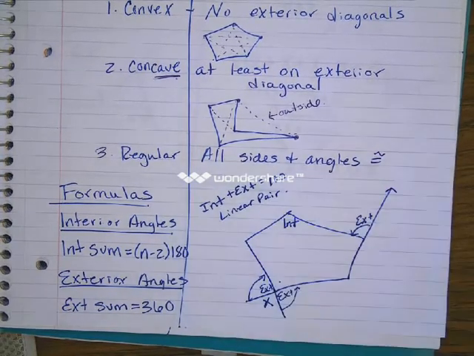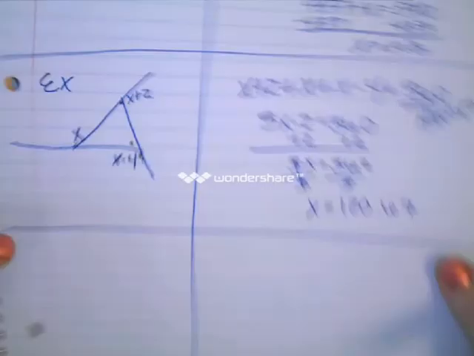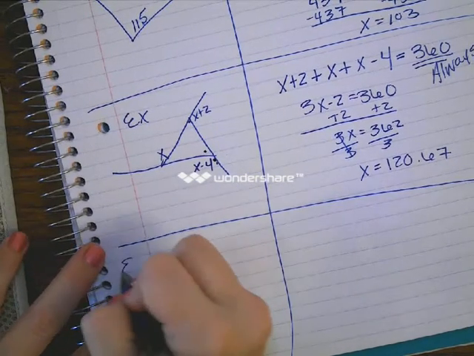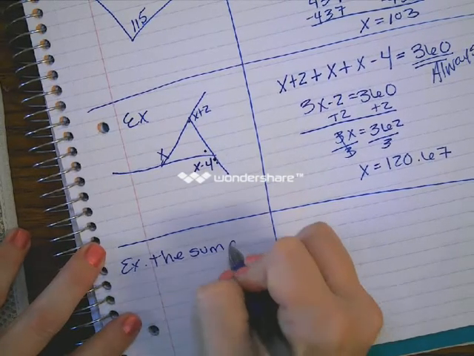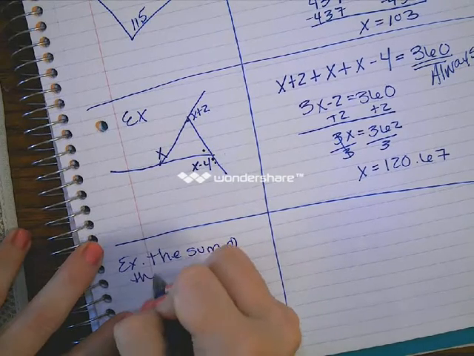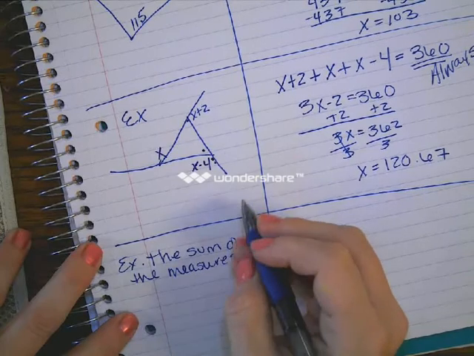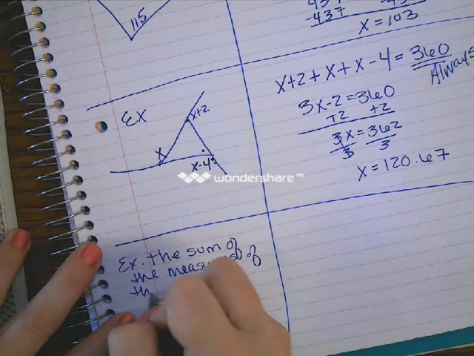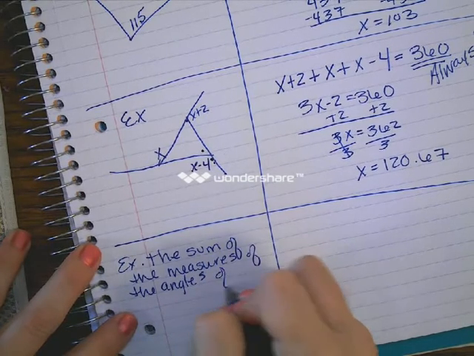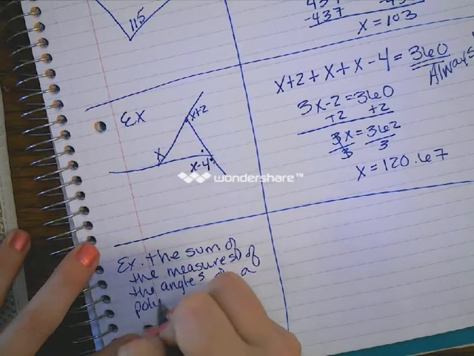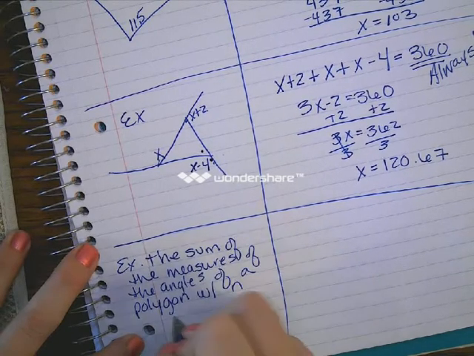Last example. The sum of the measures of the angles of a polygon within sides is 2,880.